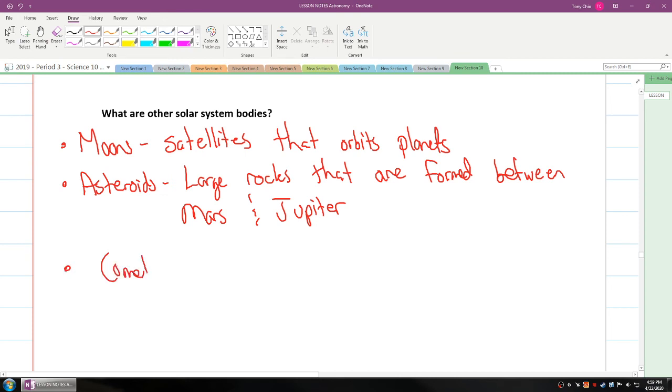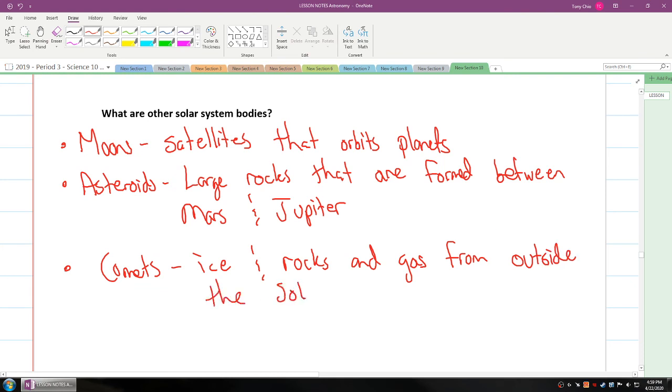Comets are ice and rocks, as well as gas, from outside the solar system, from a region of space we call the Kuiper Belt or the Oort Cloud.